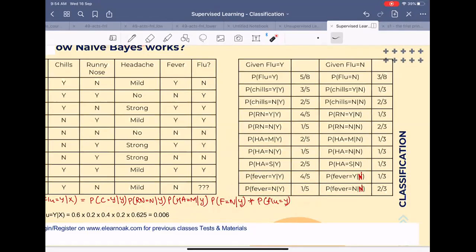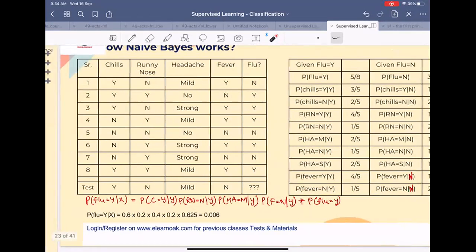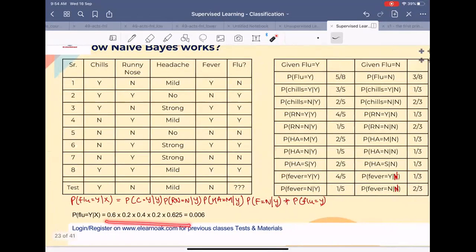All of this multiplied by the probability of flu as yes. Probability of flu as yes is 5 by 8, which is 0.625, which comes here. So when I take all of these terms and multiply them together, I get 0.006. That means the probability of having flu given this data is 0.006.